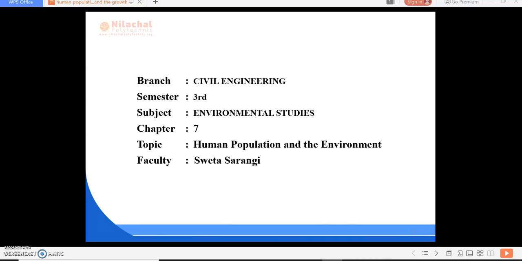Today we are going to start a new chapter, chapter number 7, and the chapter name is Human Population and the Environment. In this chapter, we are going to study the population and the environment: how population growth, variations among nations, population explosion, population crash, human rights, value education, the family welfare programs, and the role of information technology in environment and human health.